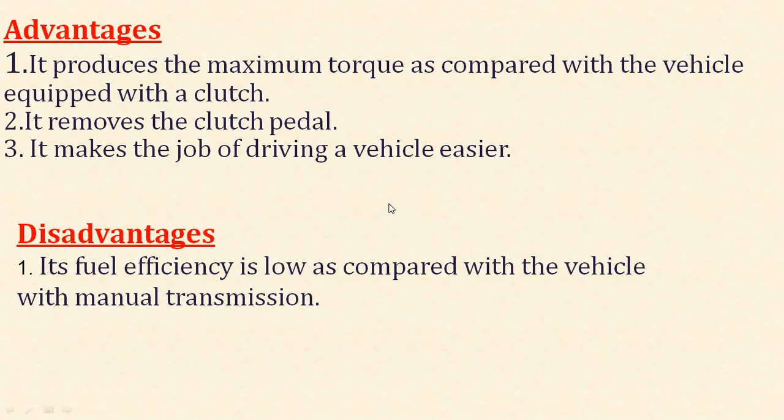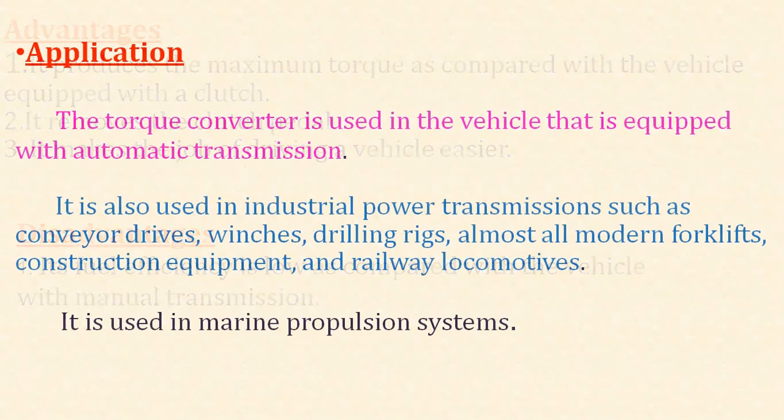Now we can see the advantages of the torque converter. It produces maximum torque as compared with a vehicle equipped with a clutch. It removes the clutch pedal. It makes the job of driving a vehicle easier. It also has a disadvantage: its fuel efficiency is low as compared with a vehicle with manual transmission.